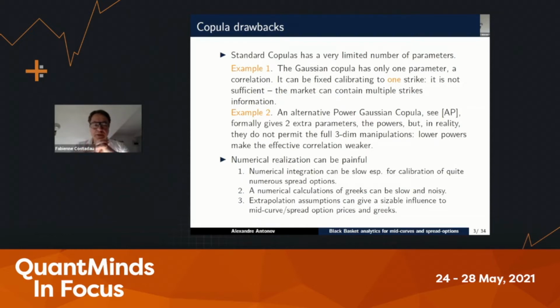As the second drawback, I can mention numerical realization. It can be painful. Numerical integration can be slow, especially for the calibration of quite numerous spread options. Numerical calculation of Greeks can be slow and noisy. When we change the integration grid a little bit, we can introduce extra noise. Also, extrapolation assumptions can have a sizable influence on the mid-curve and spread option prices and Greeks. So depending on how we extrapolate our curve, we can have different answers.